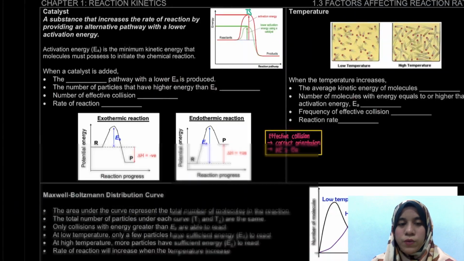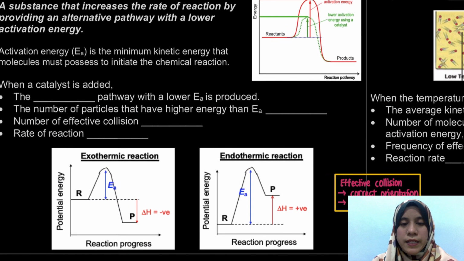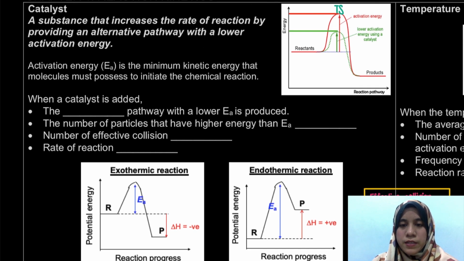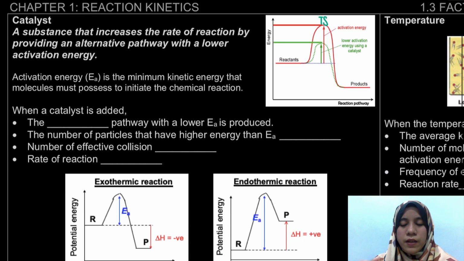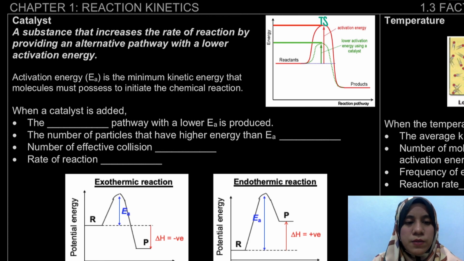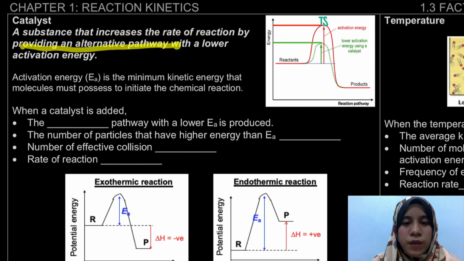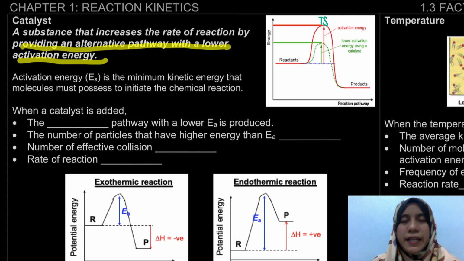Next one we're going to look at is the catalyst. So what is a catalyst? I believe you're familiar with it. Usually during secondary school, I remember a catalyst is a substance that increases the rate of reaction without being consumed. But for matriculation, the definition that we want is that a catalyst is a substance that increases the rate of reaction. Not only that, we're going to mention about providing an alternative pathway with a lower activation energy.